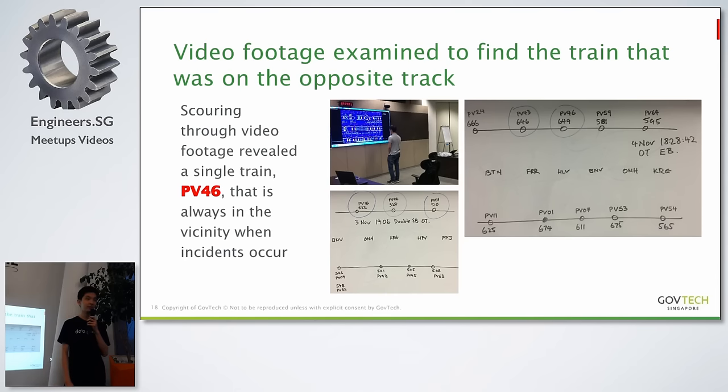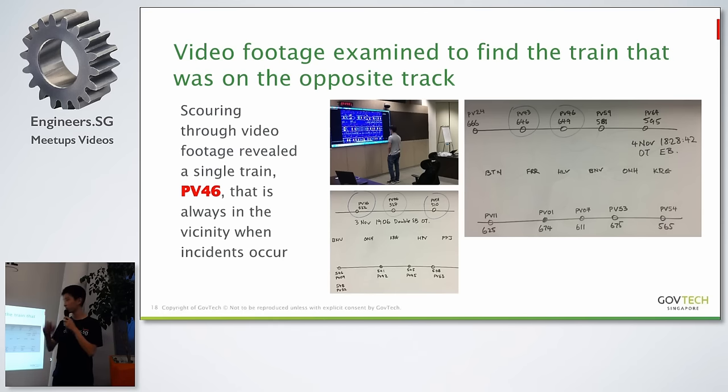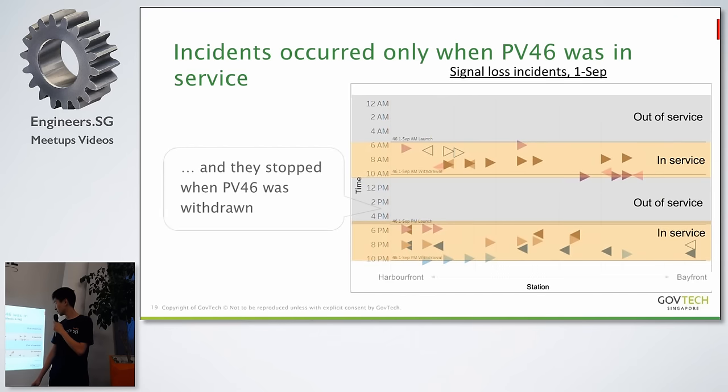Then that night, Clarence, my dear friend Clarence here, because his laptop was the only one with Tableau installed on it, had to stay up all night to watch the video playback of this schematic that shows where the trains were relative to the stations. By 3 a.m. in the morning, he found the train that was giving problems. We verified it the next day with additional data, and we showed that the problems only occurred when this train was in service.